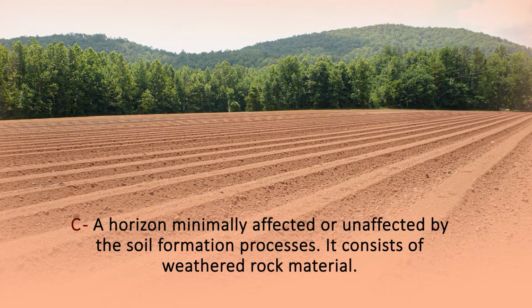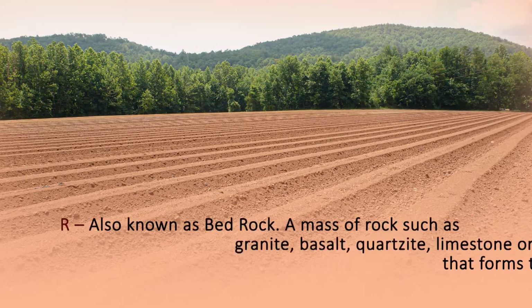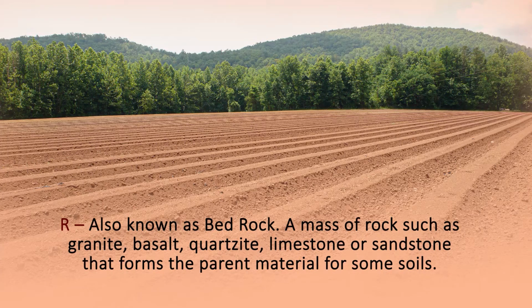Then we have the layer C, which is least affected, and it contains the weathered rock material, that is the parent rock material. The weathered part of it is there in the C layer. It is normally unaffected by the soil formation processes, and the R layer is the bedrock. It is a mass of rock such as granite, basalt, limestone, sandstone, and it forms the parent material for other types of soils.